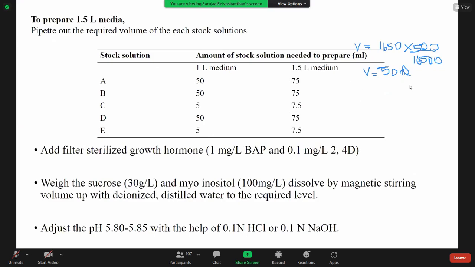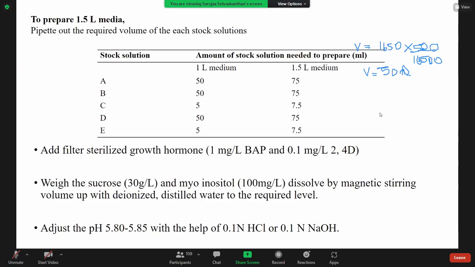If it is 1.5 liter, we have to take a 2 liter beaker. We have to add each and every stock solution one by one. Stock A first, then stock B, C, D, and E, right? And we have to add a little bit of water, and then we have to add the sugar, 30 gram for 1 liter. For 1.5, 45 gram. We have to add 45 gram sugar.